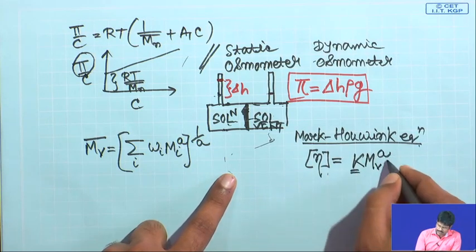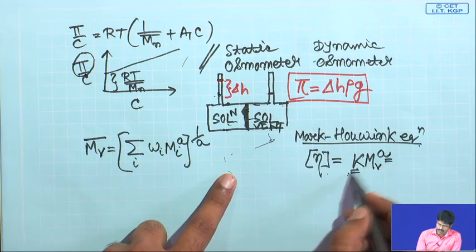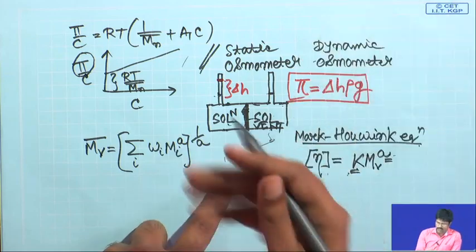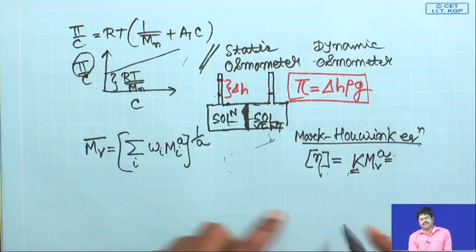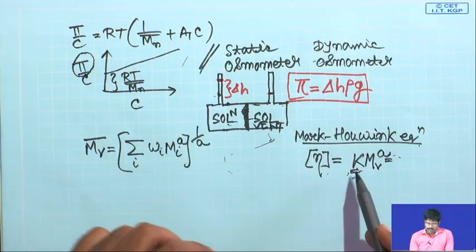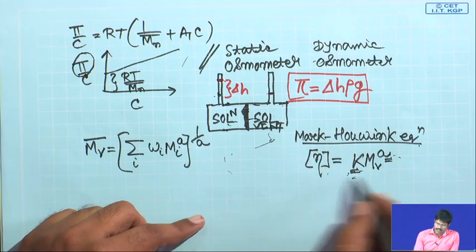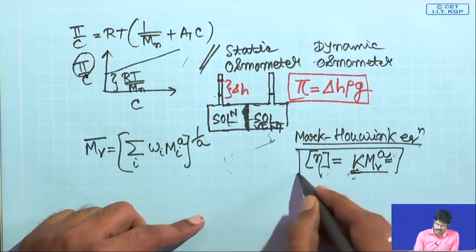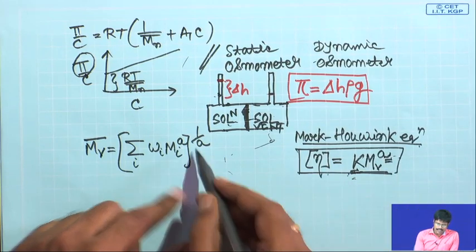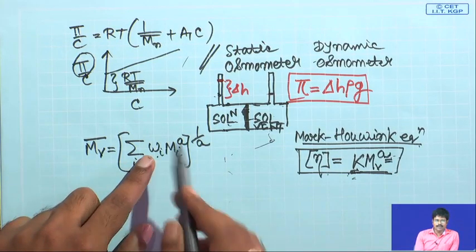These are the Mark-Houwink constants, which are specific to a polymer solute and a specific polymer solvent system. These K and a values are specific or constant. So, from there you know the intrinsic viscosity expression from the Mark-Houwink equation, and that a is this a. So, this W is the weight fraction.